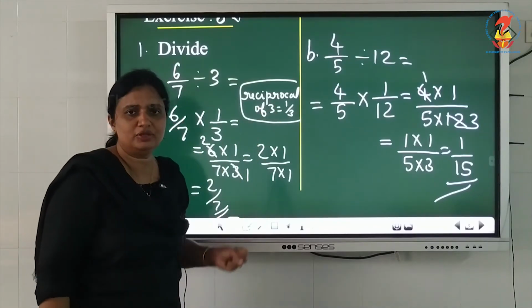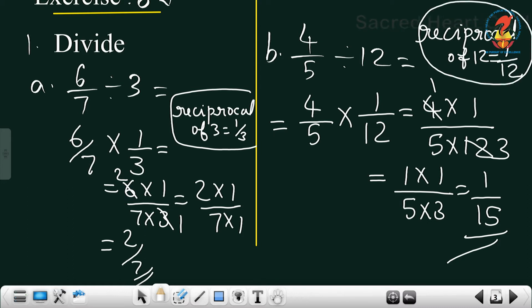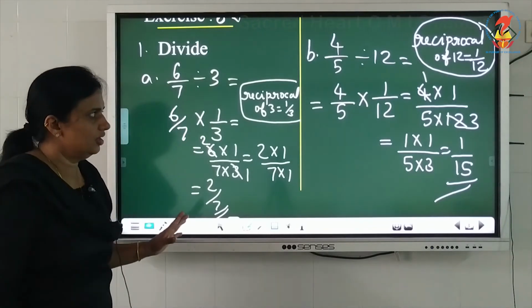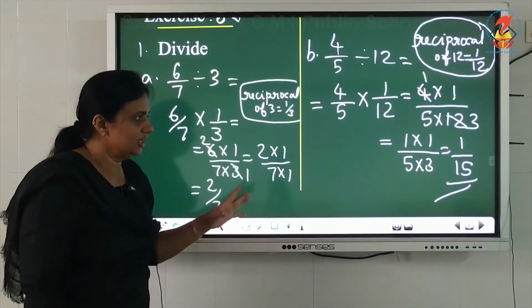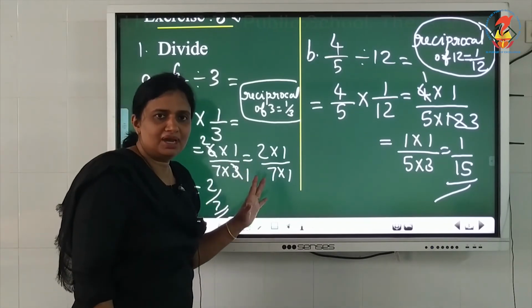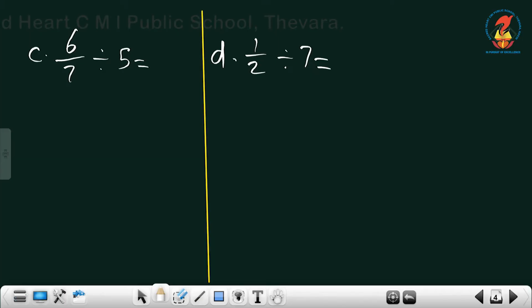The reciprocal of 12 is 1 by 12. That's why the fraction will become what only? 4 by 5 into 1 by 12. Okay. And the answer is what? 1 by 15. The next one.